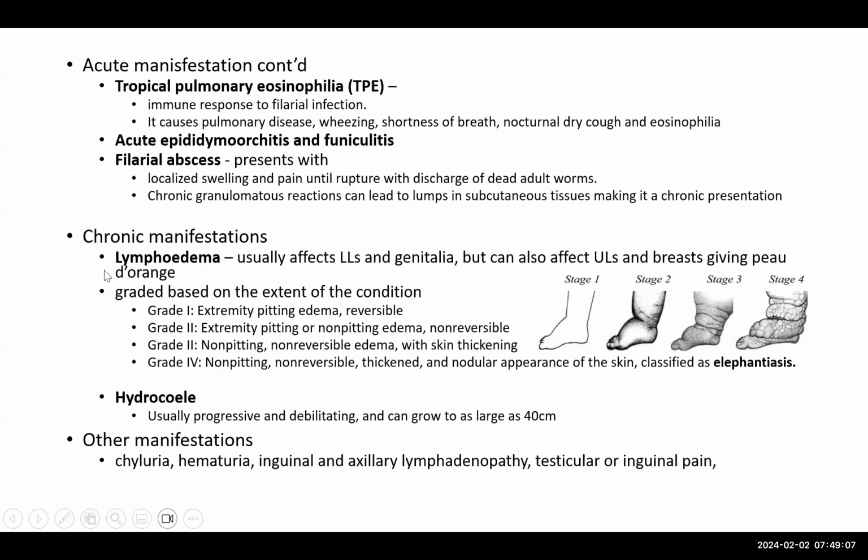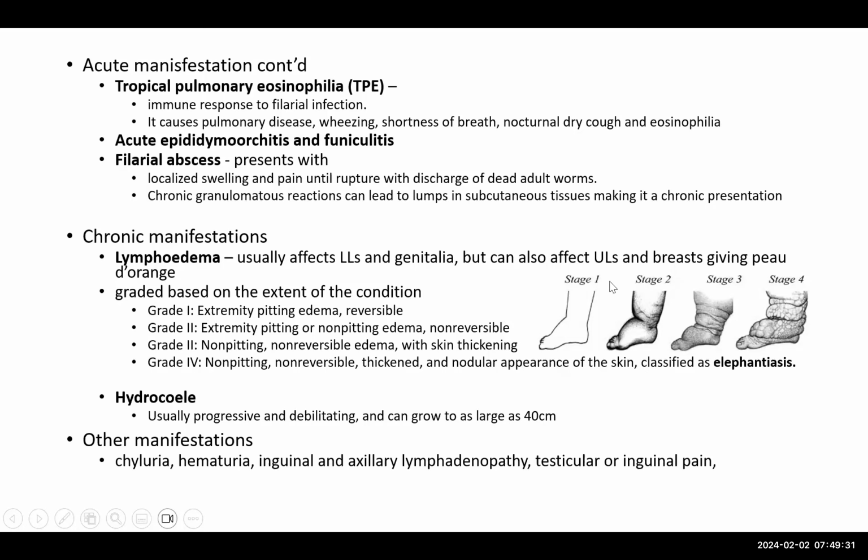Now, the most common chronic manifestation is, of course, lymphedema. It usually affects the lower limbs and genitalia. Recall we've said femoral and inguinal lymph nodes are the most affected sites, but it can also affect the upper limb and the breast, and can give peau d'orange when it affects the breast, and it could resemble breast cancer. So it's graded based on the extent of the condition.